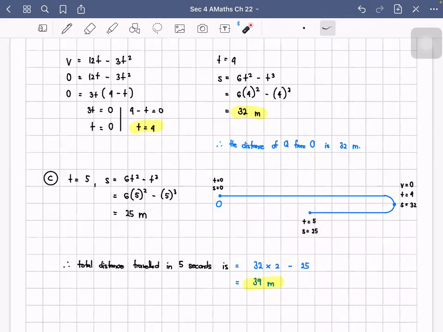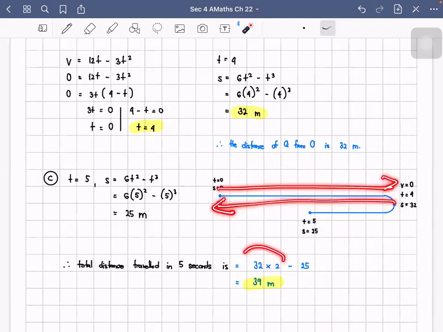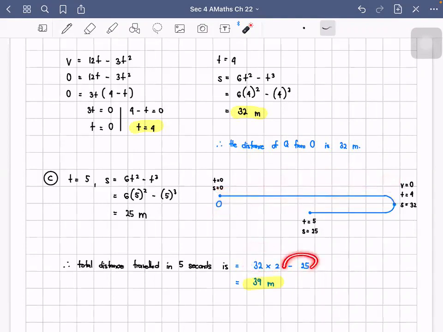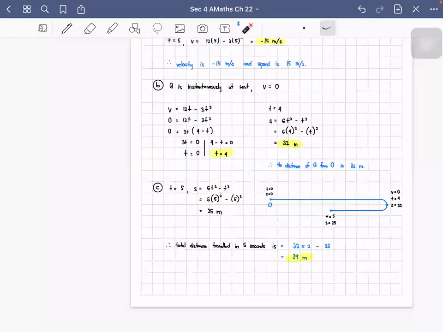To get the total distance covered, from here to here, it's 32 times 2. Going here is 32, going back is another 32. That's why it's times 2. But then you need to subtract 25 because of this unfinished travel. That's why minus 25 gives you 39 meters. So that's number one.